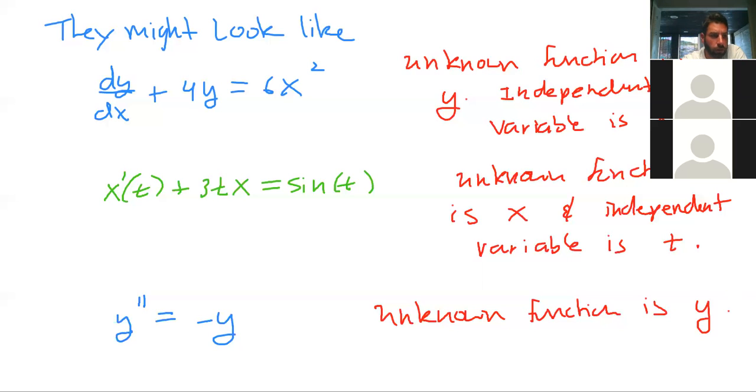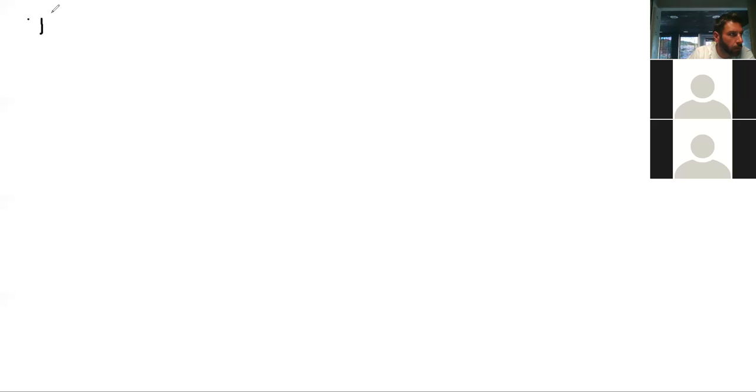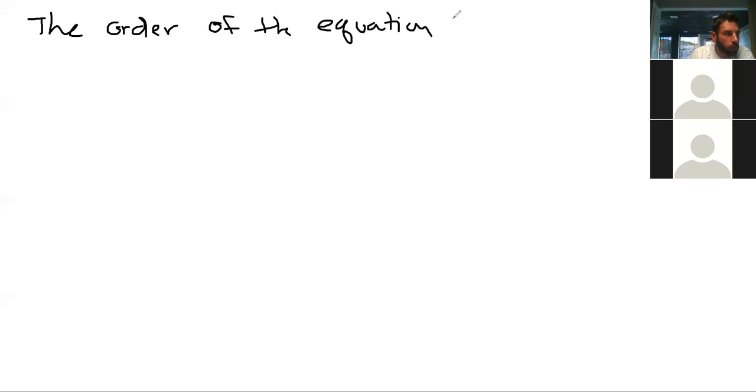So what we're going to do is just give you a brief intro to these things. So there's lots of sort of analogous things to what you would have learned in an algebra class. So some useful terms. So the order of the equation is the highest order derivative that appears.